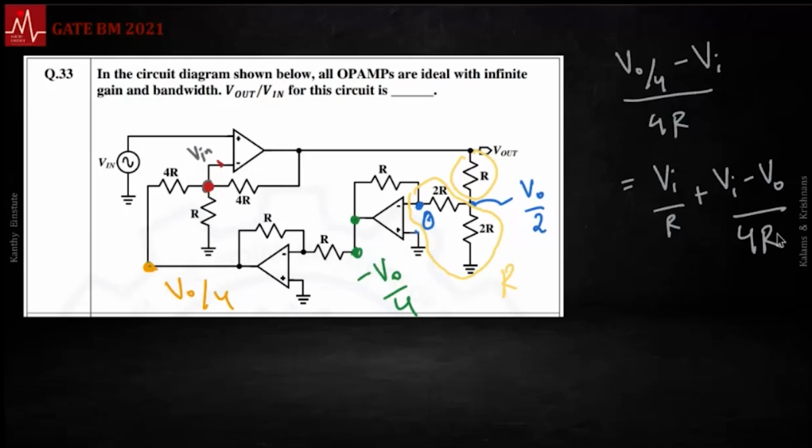because there is no current through the input terminal. Specifically, this non-inverting terminal, there is no current there. So I'm writing current conservation on this junction. This is conservation of charge, Kirchhoff's current law, KCL.